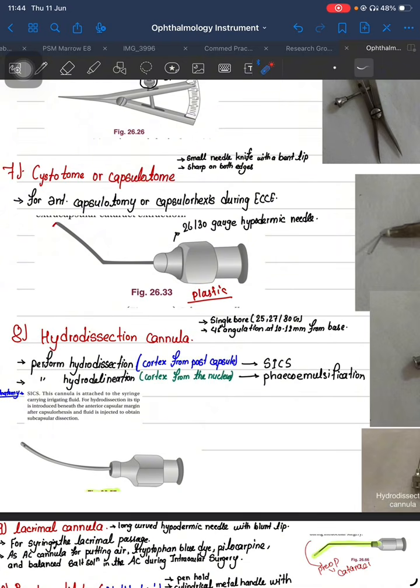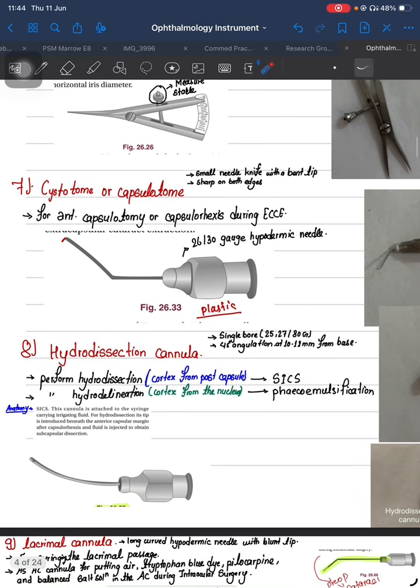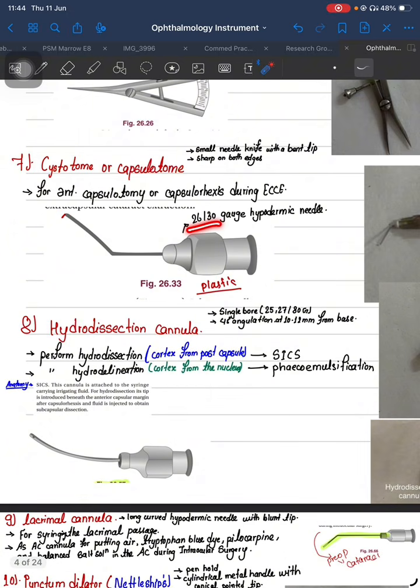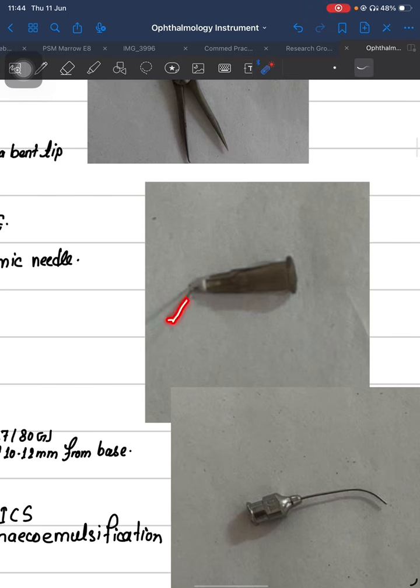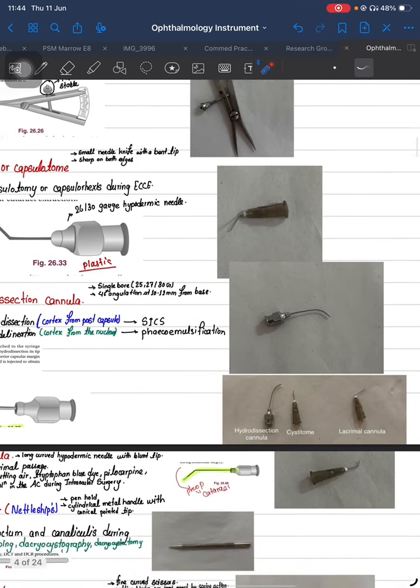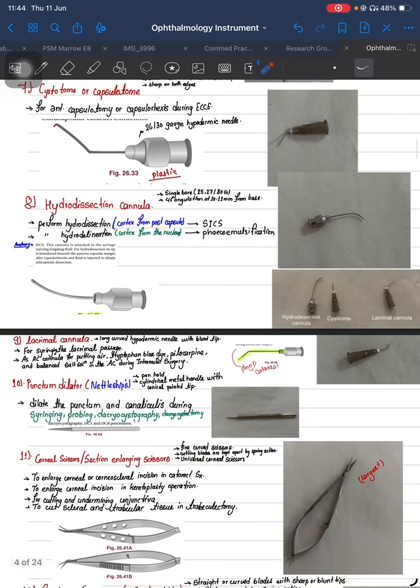Here we can remember there is a small blunt tip at the tip of the cystitome, and it is also known as the capsulotomy needle. It is mainly used for capsulotomy or capsulorhexis during extracapsular cataract surgery, and the size is mainly 26 to 30 gauge, which is a hypodermic needle. From the picture we can also see this is the cystitome with a small blunt tip, and here it is plastic.